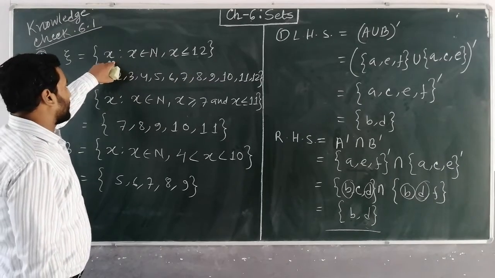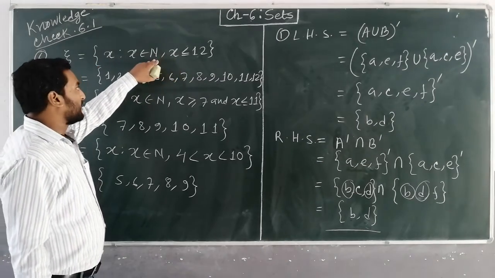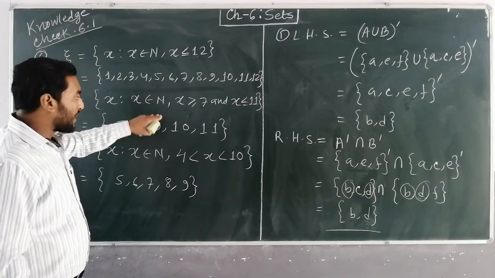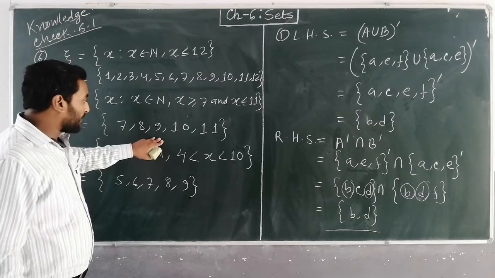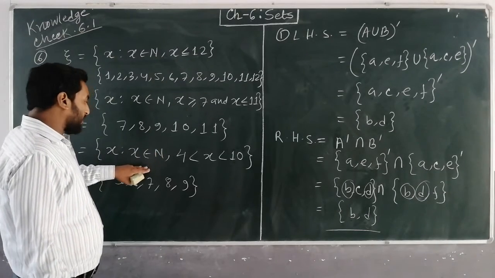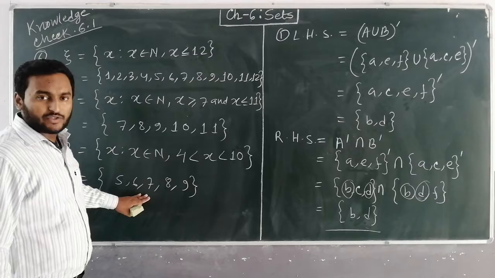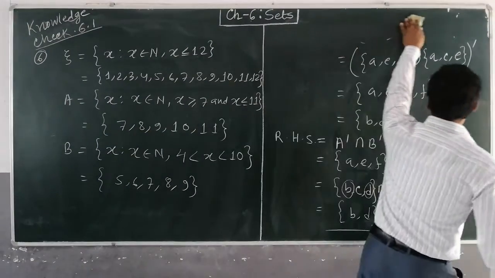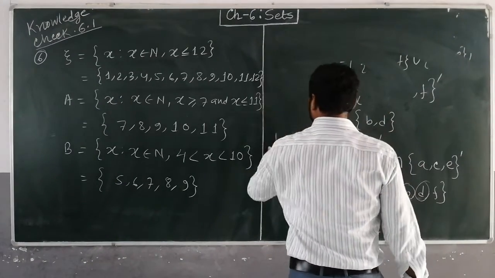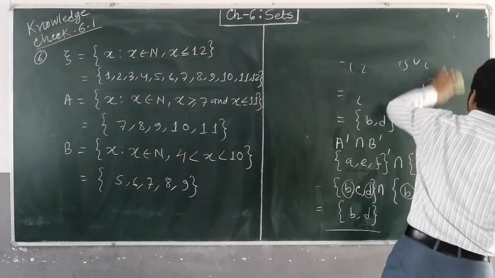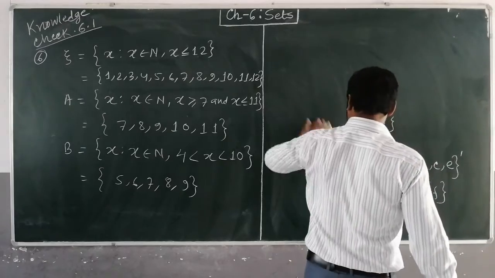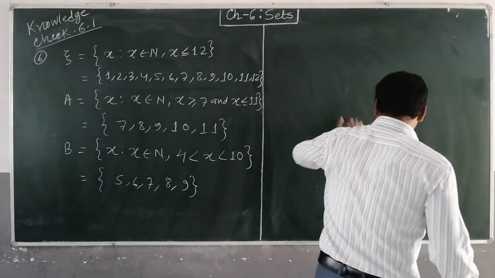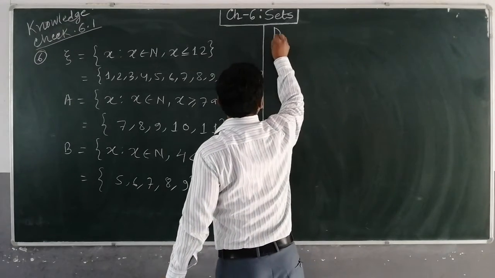At first in your question it was given in roster form, set builder form, and we have written in roster form. Here also it is given in set builder form, and we have written in roster form, to verify De Morgan's law.